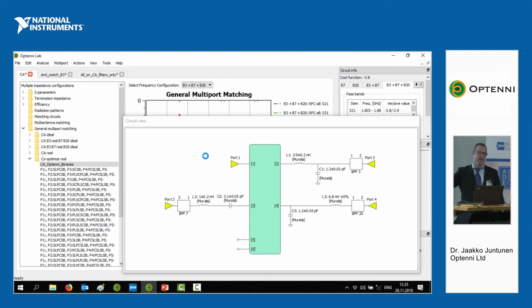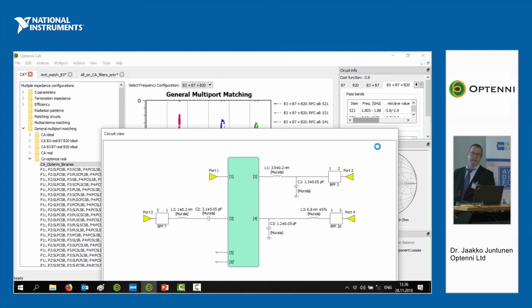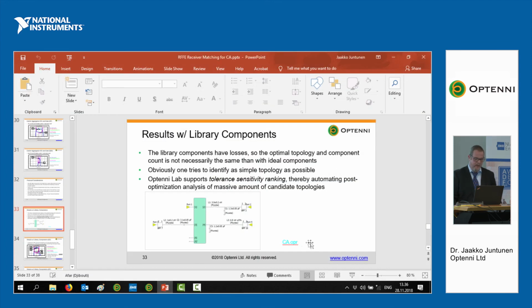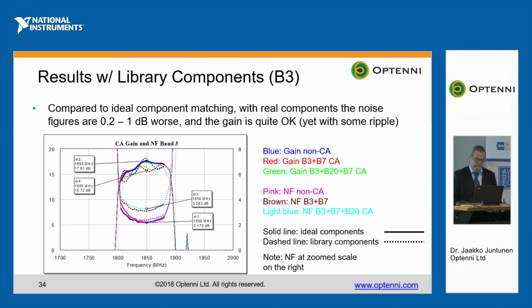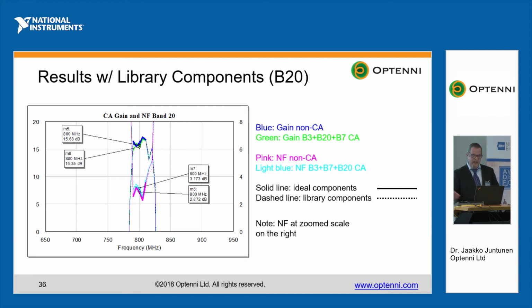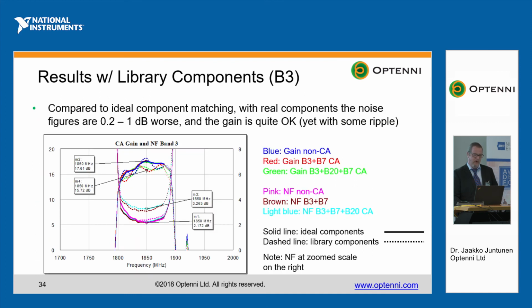And we can actually also rank the results through the tolerance sensitivity analysis. Then eventually we get the result and the degradation due to the component tolerances. And then it's possible to identify which one is most responsible for the spread in the results and so forth. Okay, let me come to the conclusion. So with library components in this example, I observe between 0.2 and 1 dB degradation in the noise figure. This is less so for band 20 for whatever reasons, a bit more severe for band 3. But we have lossy components, they had their contribution.